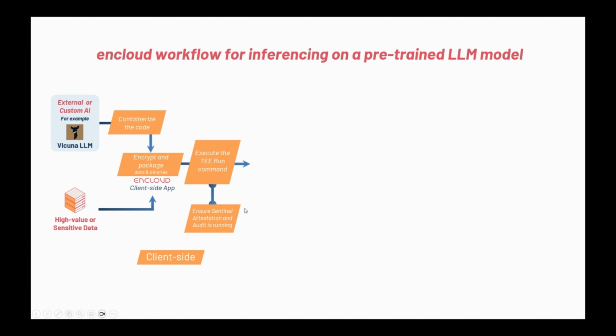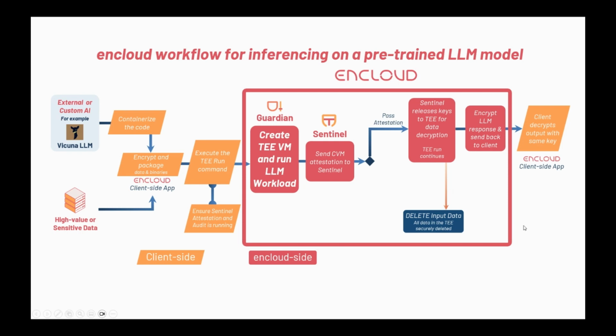Next, the client triggers the run command using Encloud, at which stage a new Guardian instance is spun up on Google Cloud. Guardian boots up and requests access to encryption keys from Sentinel by sending its attestation report to Sentinel over an encrypted channel. Guardian constructs its attestation report inside the confidential virtual machine, and hence this report construction cannot be tampered with.